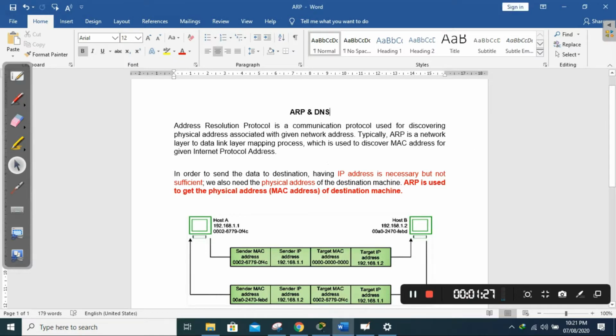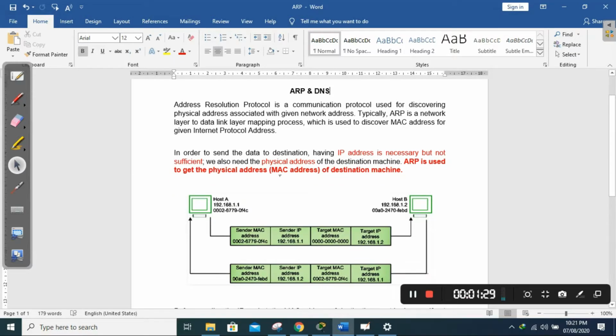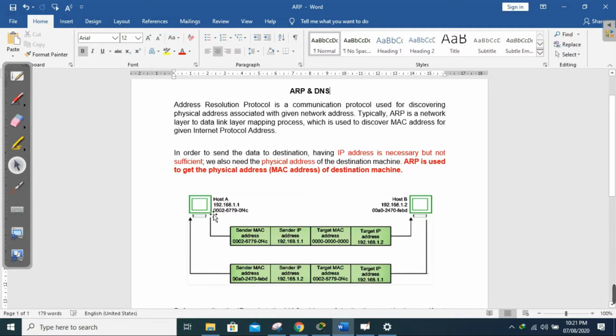So at first I want to show you a scenario. Let's consider that I have two computers. One is host A. Let me just take a marker there. So one is host A and the other one is host B. These are two computers and I want to send data from one host to another. Say, for example, I want to send data from host A to host B.